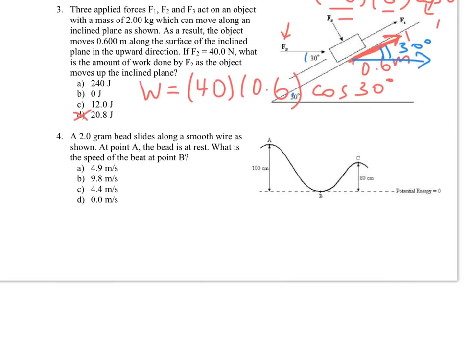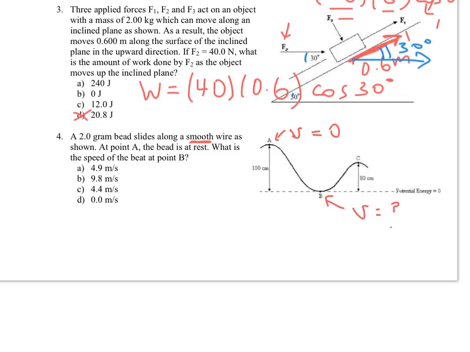All right, number 4, the problem is a 2.0 gram bead slides along a smooth wire. Now, smooth just means that you have no friction as the bead slides along this curve. And it says at point A, which is at the top here, the bead is at rest. So V is equal to 0 at point A. What is the speed of the bead at point B? So they want to know what the speed is at the bottom.